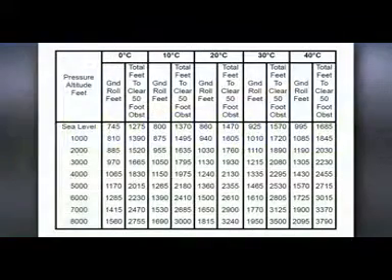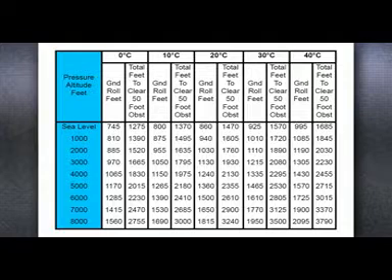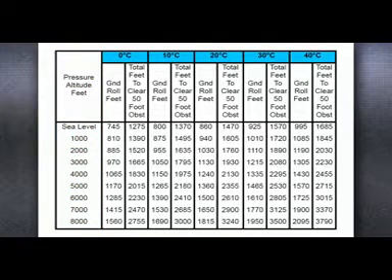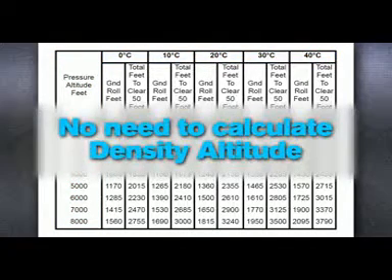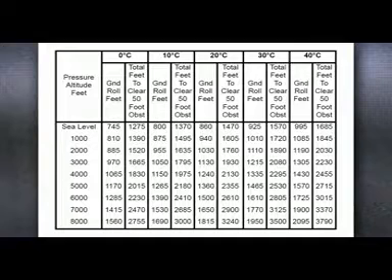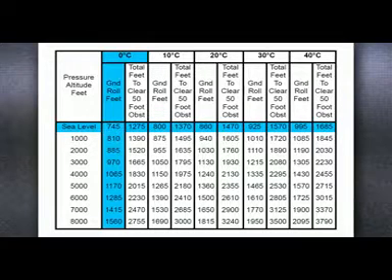On the chart, the far left column shows the pressure altitude, and the top row shows temperature. In essence, the chart will calculate the effects of density altitude for you. Let's say, for example, our pressure altitude is sea level and the temperature is 0 degrees Celsius. If we look at the intersection of these two values, we find that the takeoff distance is 745 feet.